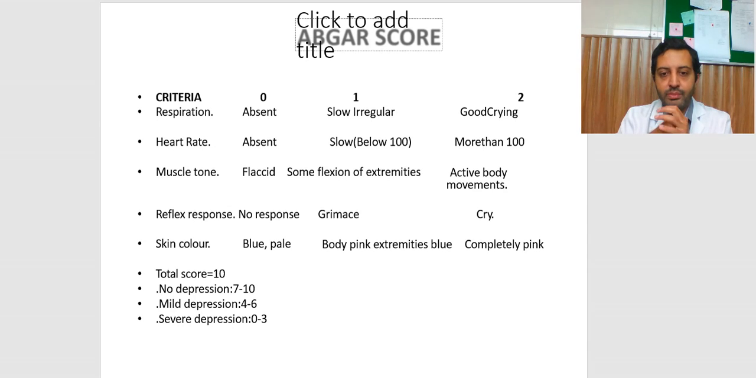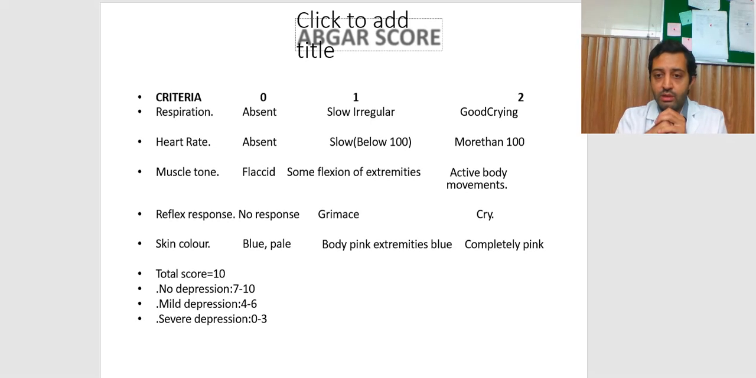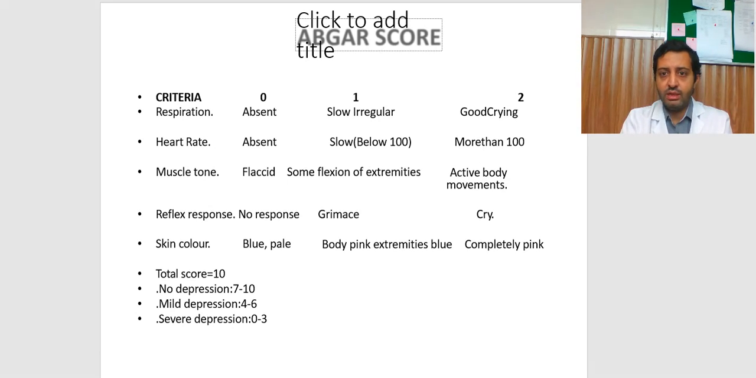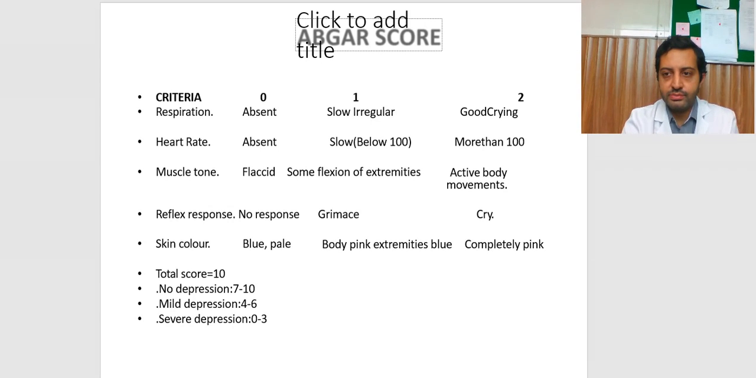So if a newborn baby has a score between 7 to 10, then there is no depression, means there is no birth asphyxia and baby is active and healthy. So if the APGAR score varies between 4 to 6 out of total 10 numbers, then there is some mild hypoxia. And if the APGAR score is between 0 to 3, that shows severe birth asphyxia. So this APGAR score is taken right at first minute of life, 5 minutes, then 10 minutes, and then it may be extended up to 20 minutes.